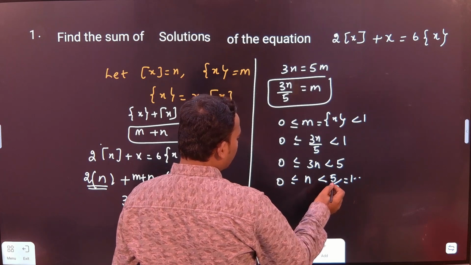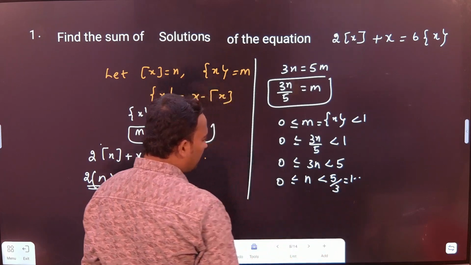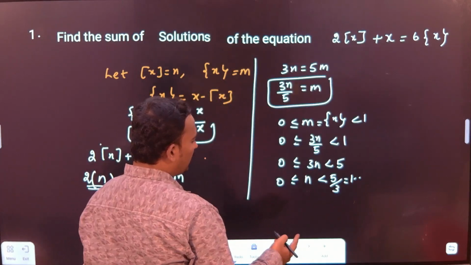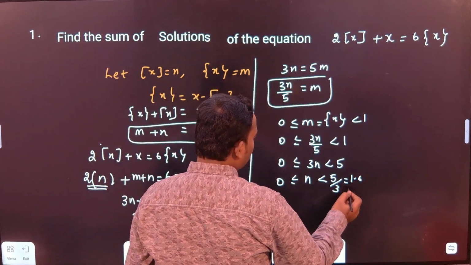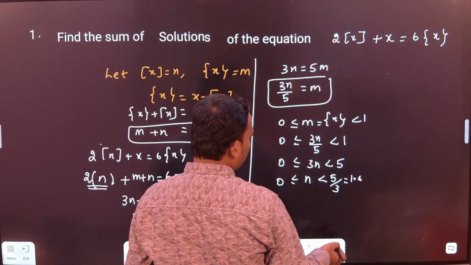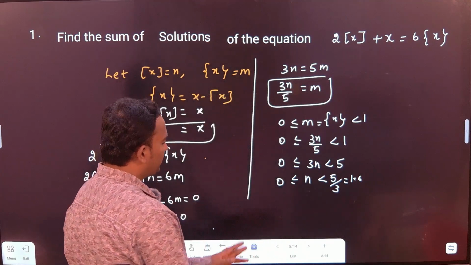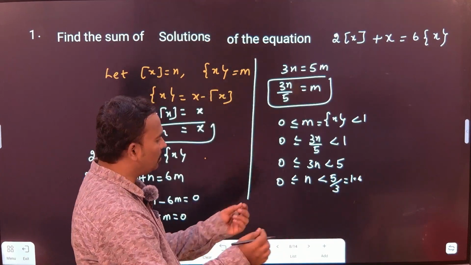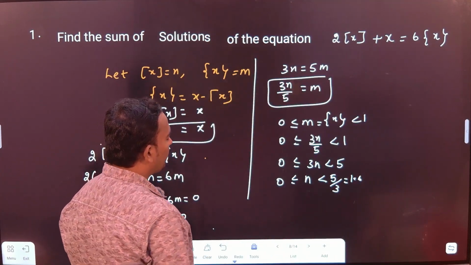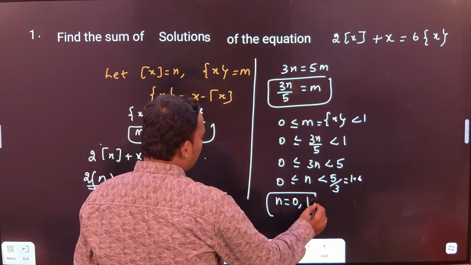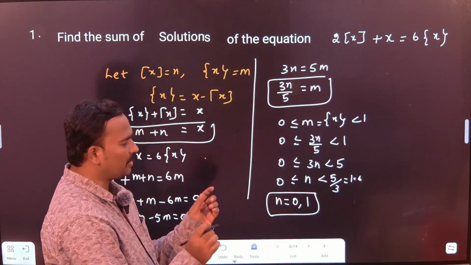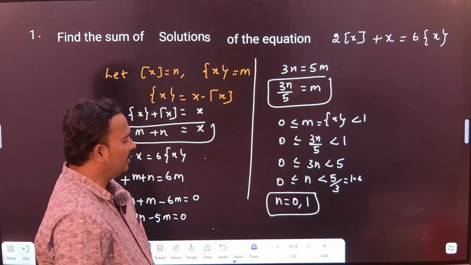1 times 3 is 3, so 2 is there. So 1.6 will come, right? Yes, 1.6. So what are the integers from 0 to 1.6? You can take n equal to 0 and 1 only. These are the only integers from 0 to 1.6, right?